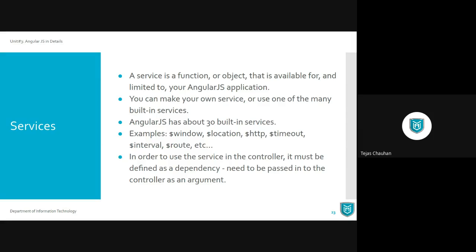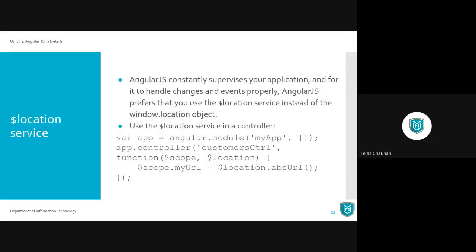Now remember, in order to use any of the services, you must have that service as a dependency in your controller. So within your controller, when you write a function, just like you pass in scope as a parameter, you also need to pass in these services as a parameter. And that defines the dependency, right? So let's have a look at the first example, the location service.